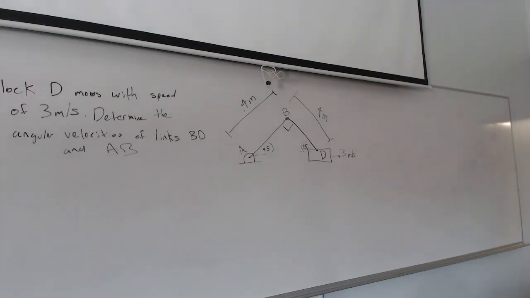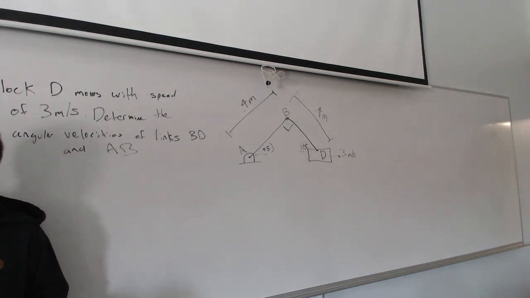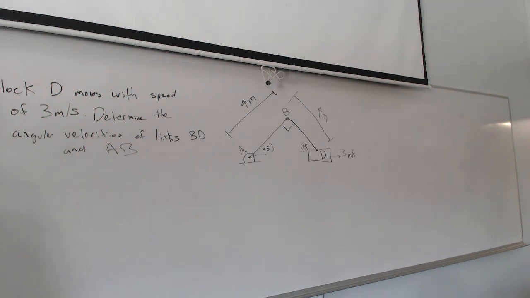All right, hello everyone. So today we are going to get through this one problem, and we are going to look at a bunch of different stuff as it relates to instantaneous centers of rotations and angular velocities and things like that. So the problem says block D moves with a speed of 3 meters per second. The question asks you to determine the angular velocities of links BD and AB.